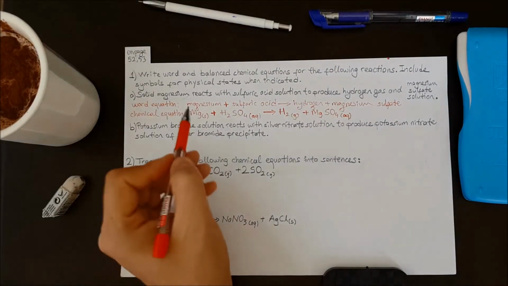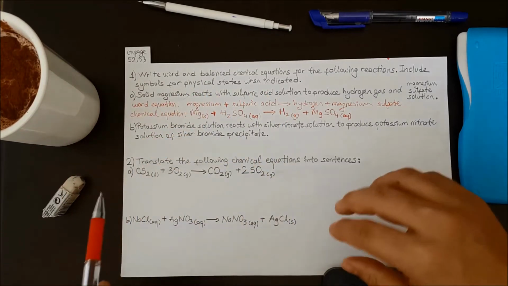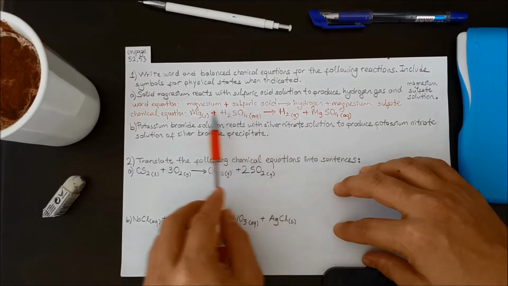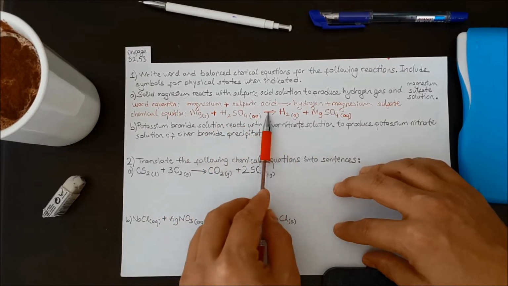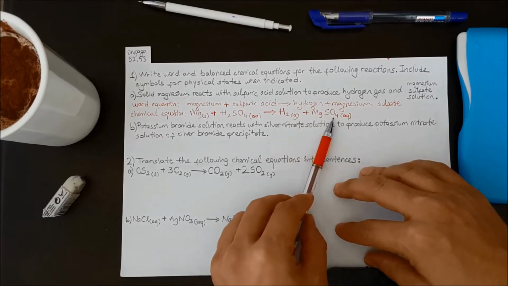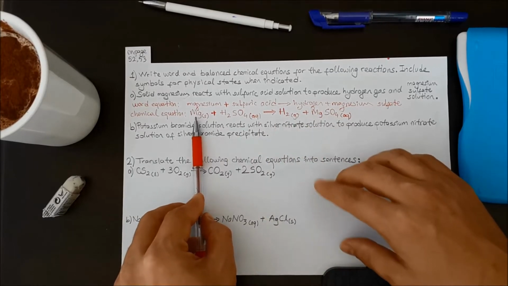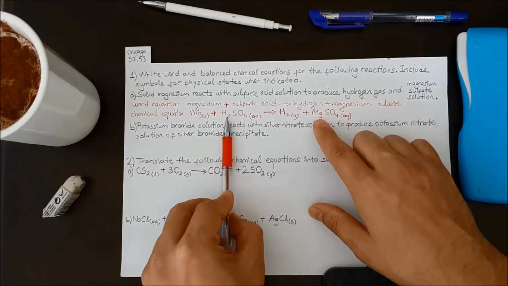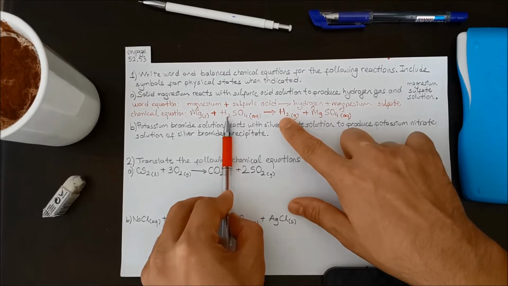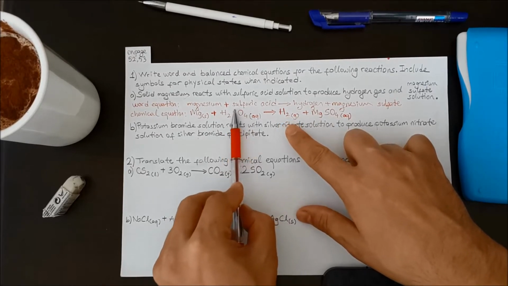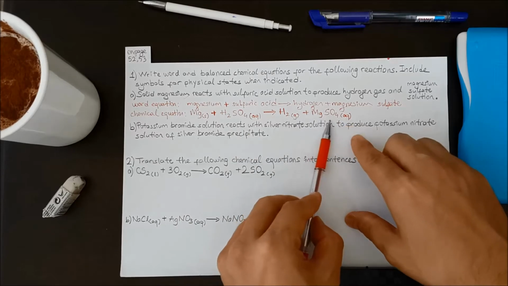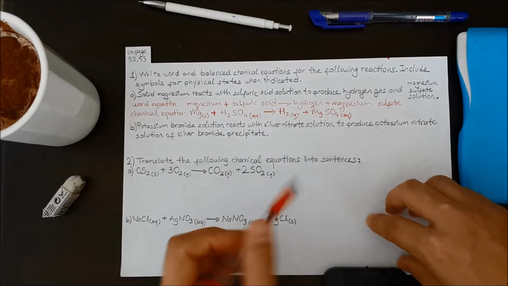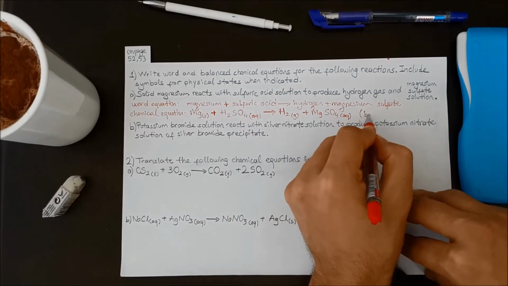Now, the question wants us to write the balanced chemical equation. For this reason, we must count the number of atoms on both sides. The left side of the arrow is called reactants. The right side of the arrow is called products. I have one magnesium atom on the left side, one magnesium atom on the right side. 2 hydrogen atoms on the reactant side, 2 hydrogen atoms on the right side. And also we have one sulfate group on the reactant side, and one sulfate group on the product side. So this is a balanced chemical equation.